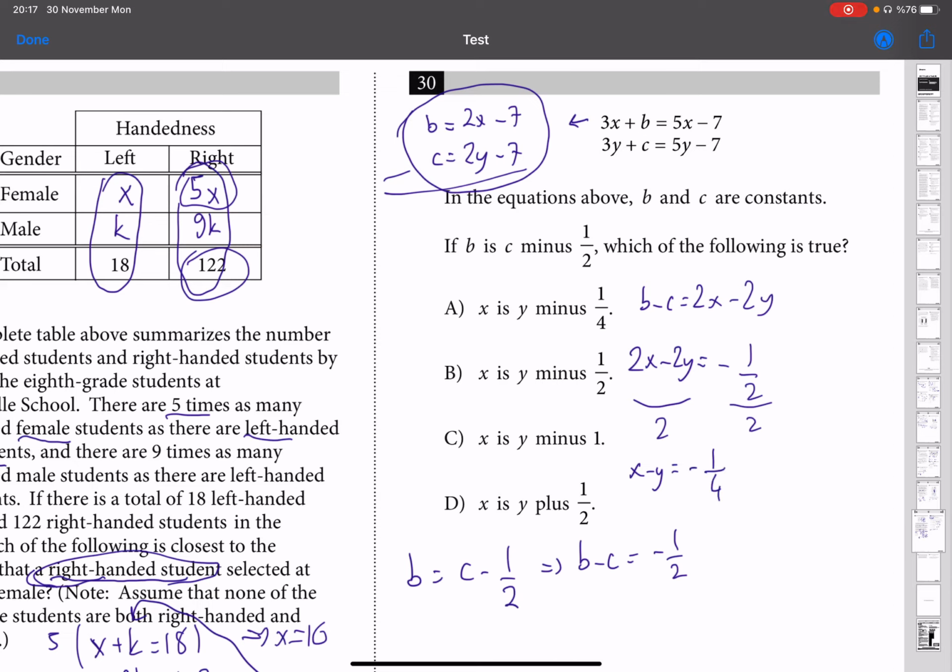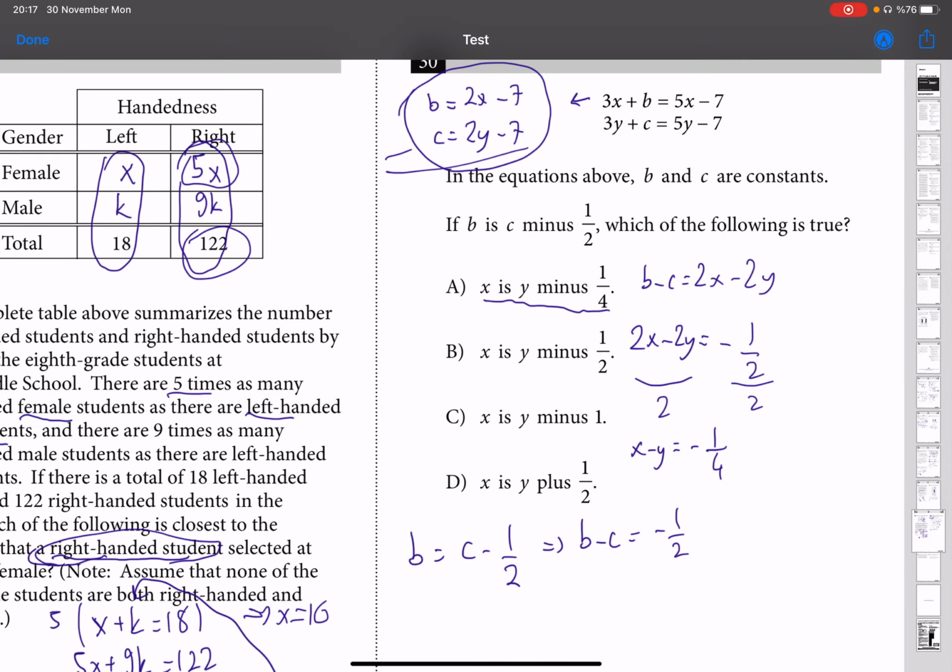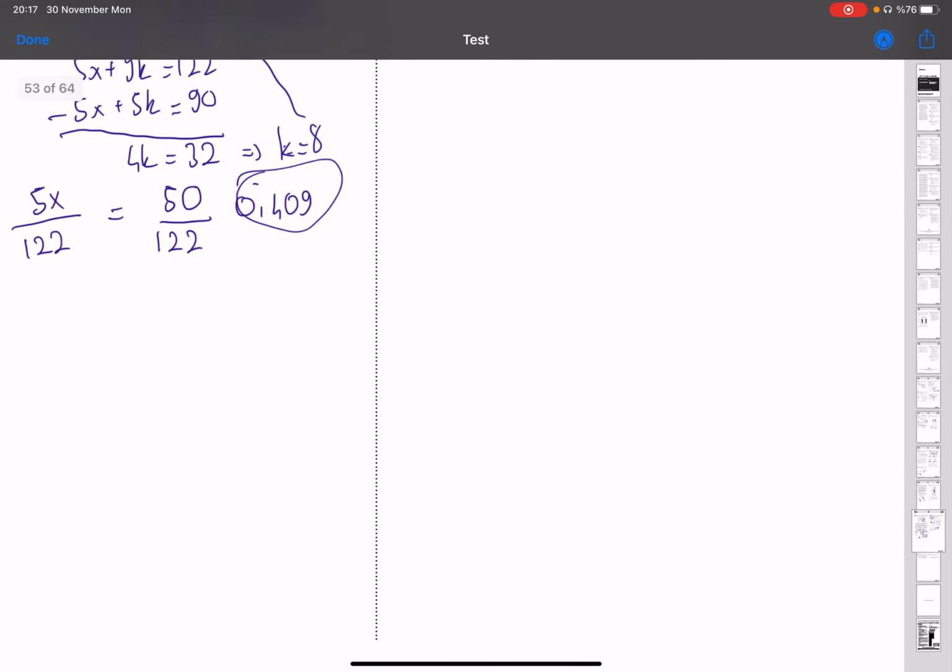So let's check the choices. X is y minus 1 over 4. Let's check it. X equals y minus 1 over 4. Yes, A is the correct answer in this case because we found this equation.